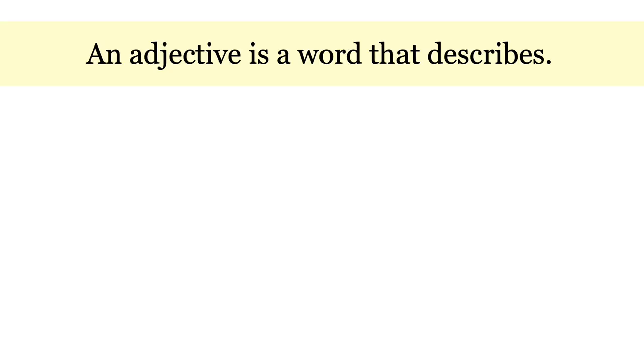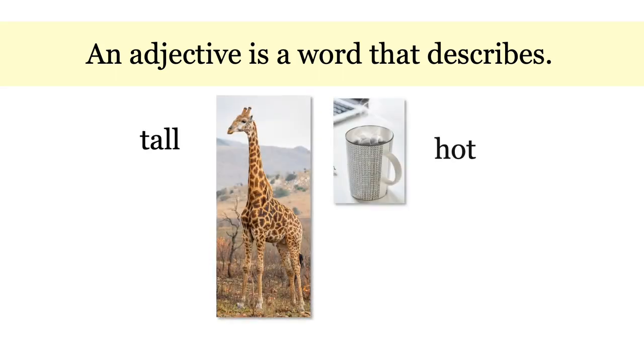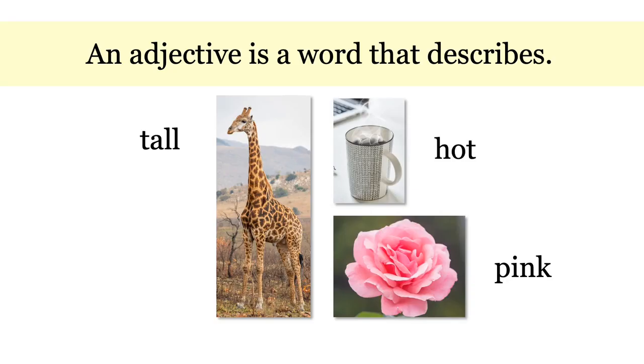And a third kind of word is an adjective. An adjective is a word that describes a noun. Tall, hot, and pink are all adjectives. They tell you something about the nouns. The giraffe is tall, the coffee is hot, and the flower is pink.